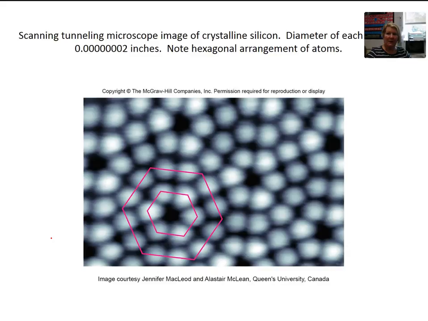This is a scanning tunneling microscope image of crystalline silicon. Note the hexagonal arrangement of the atoms. Quartz is hexagonal in nature when it exhibits crystal form.